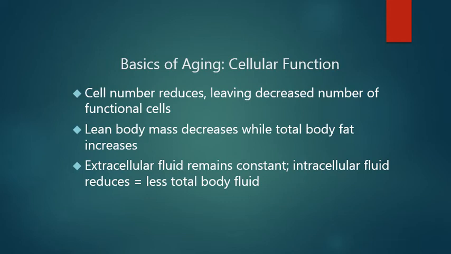So the very basics of aging start at the cellular function. Cells decrease, and this leaves a decreased number of functional cells. Hence, your immune system at an older age is going to be reduced. Your lean body mass decreases, and your total body fat increases. This means that the strength and the stamina of that farmer, be it male or female, is going to be reduced.